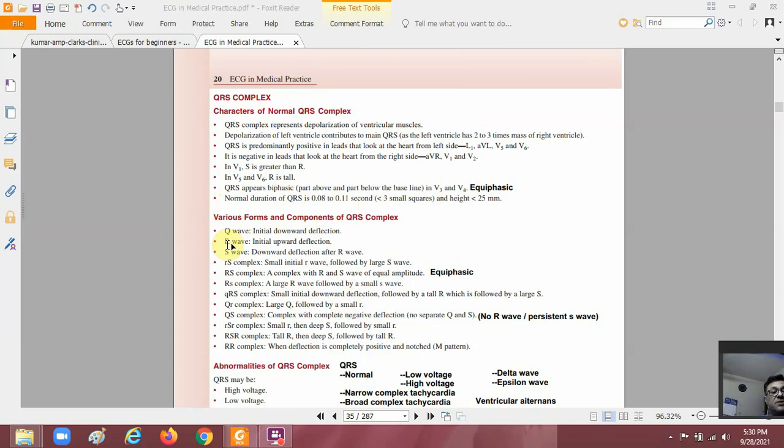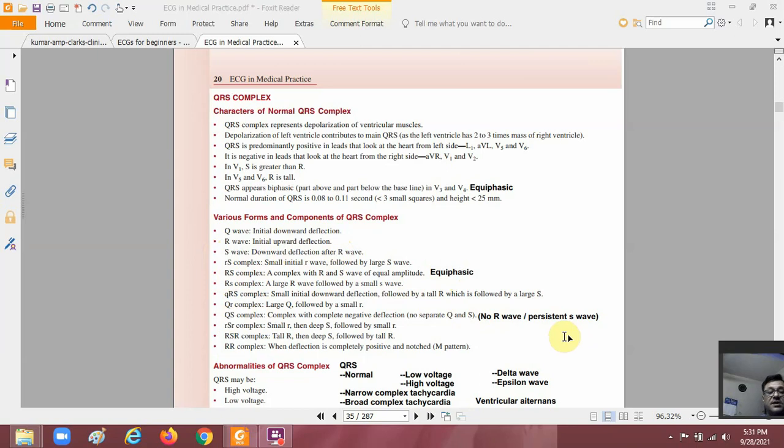Various forms of the QRS complex: the Q wave is the first negative deflection; the R wave is the first positive deflection; the S wave is the negative deflection following the R wave. Most important is the RS complex: if R is equal to S, it is called equiphasic. Second is the QS complex, where there is no R wave and only a persistent S wave.